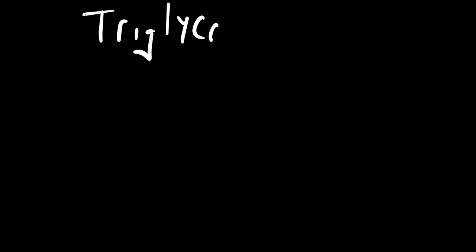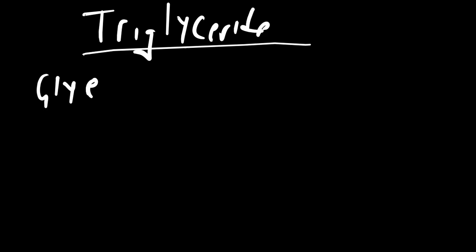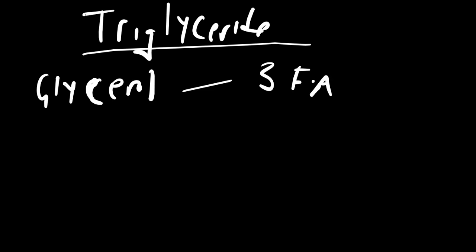Now let's talk about what we call a triglyceride. Glyceride just means a fatty acid, or a lipid. Tri just means 3. So it's called a tri because it's made up of one glycerol molecule, which is an alcohol, connected to three fatty acids. Let's try to draw this just to put context to it.